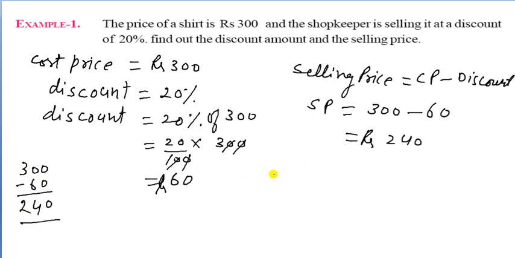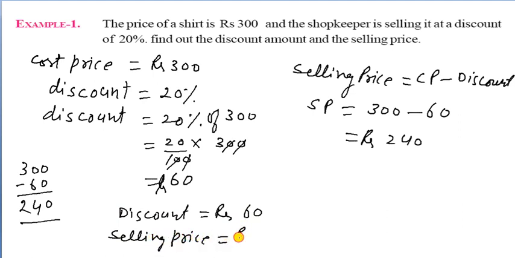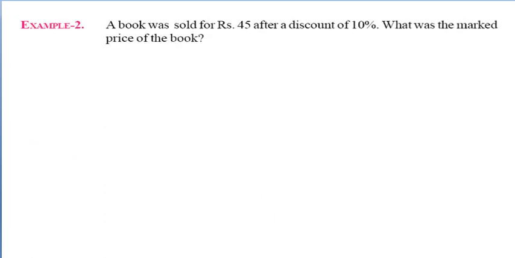So the answer is: discount is equal to rupees 60 and selling price is equal to rupees 240. That one is your answer. So you can do it very well. That was your first example. Now let us see the second example.